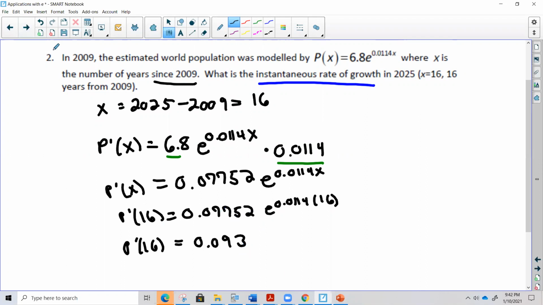So those are examples with the application of e, because there will be one more like the compound interest one on the take-home quiz, take-home quiz 3. So if you have any questions, just let me know.